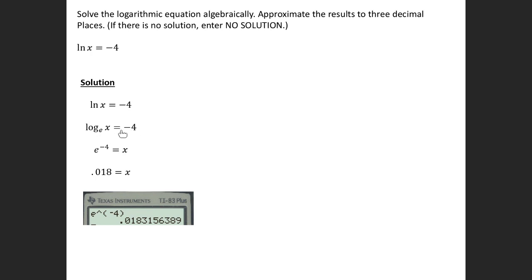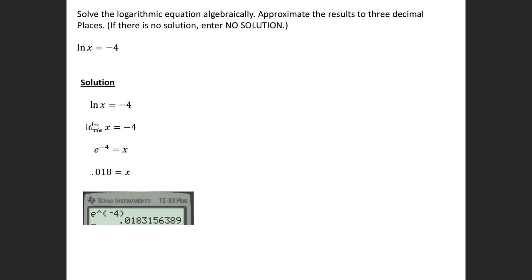If I change this to an exponential function, my base is e. This whole log is always equal to the exponent. So that becomes e to the -4, and that's going to be equal to x. I plug e to the -4 into the calculator, and I end up with 0.018.